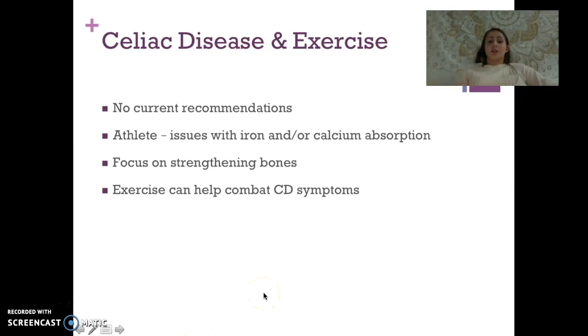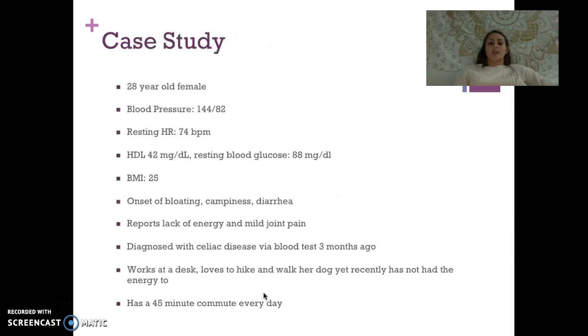So let's talk about celiac disease and exercise. Currently, there are no recommendations by the ACSM for people who have celiac disease and how they should exercise, but through research, I have found that people who have celiac disease should be treated like normal healthy individuals, but only do things as tolerated. Athletes, it is a huge issue with them in exercising because they have issues with iron and calcium absorption, and this affects performance as well as bone health. However, for everyone with celiac disease, they should focus on strengthening their bones through resistance training and also helping combat the symptoms of celiac disease, which exercise can help.